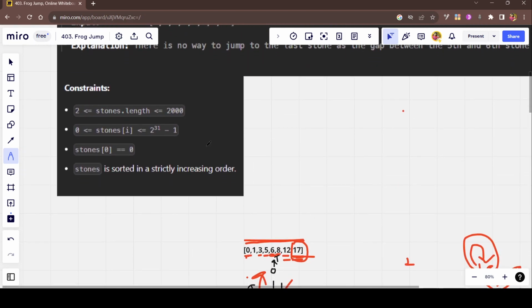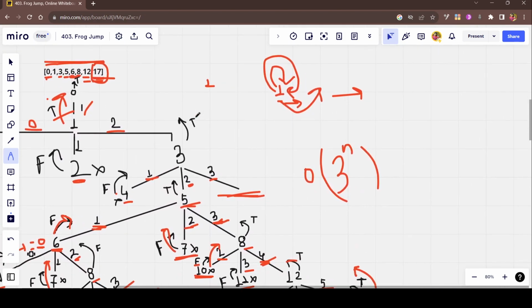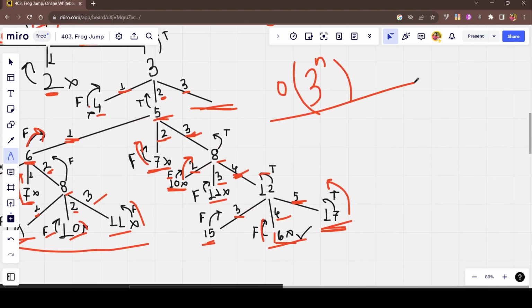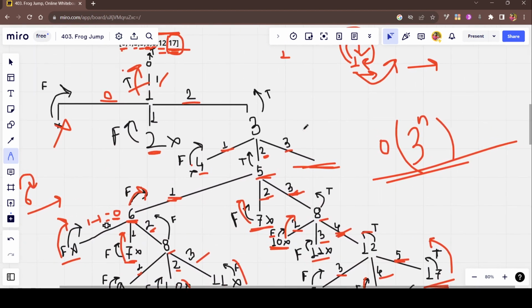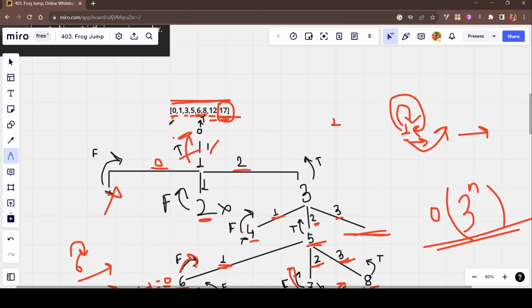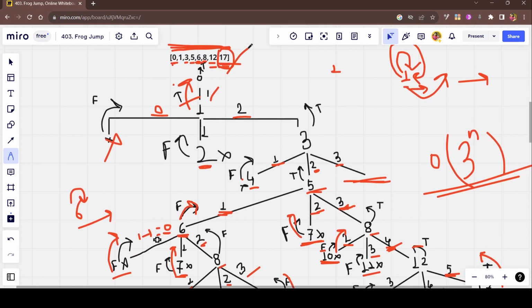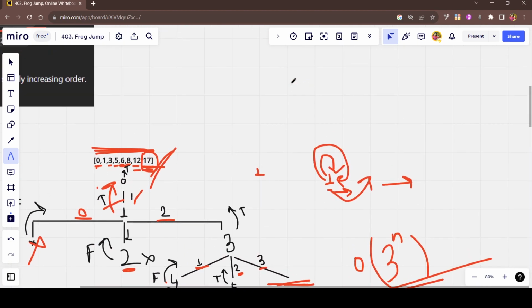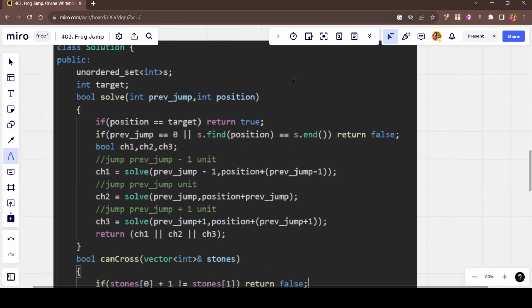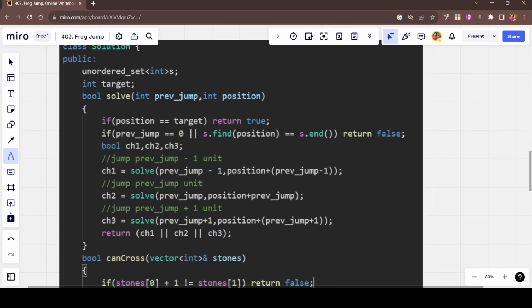But stones dot length is 2000, so it will give me a TLE if I follow that approach. So I have to optimize it. How to optimize this? Obviously, to optimize recursion, we use DP. First, understand the recursion approach.